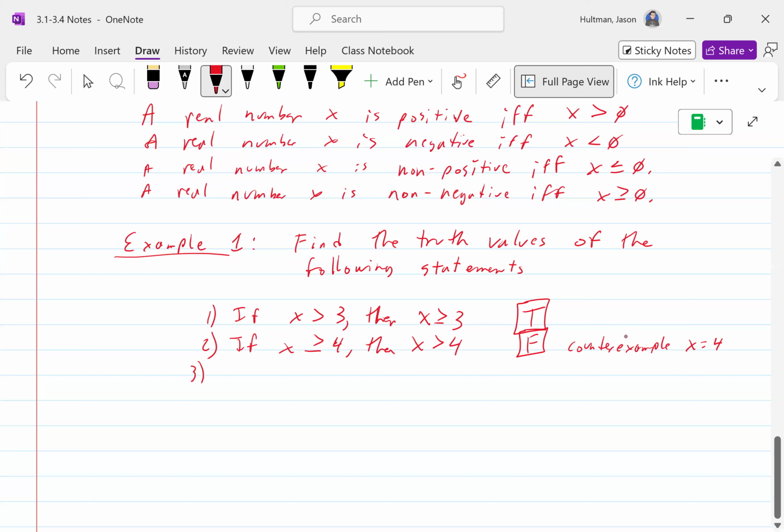Number 3: if x equals 3, then x is greater than or equal to 3 is true. So if x equals 3, then x is greater than or equal to 3. That is true.